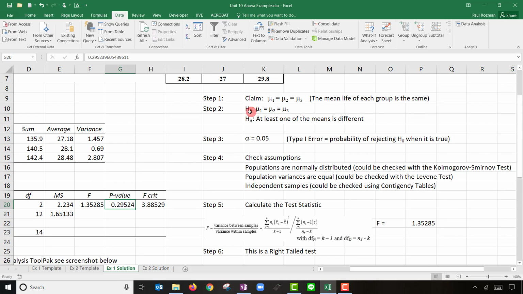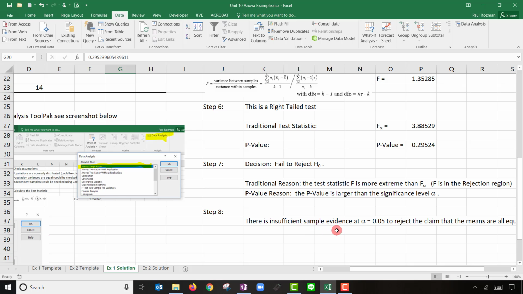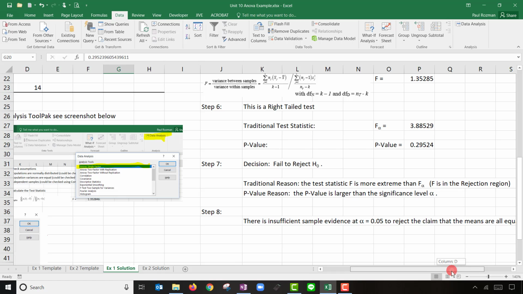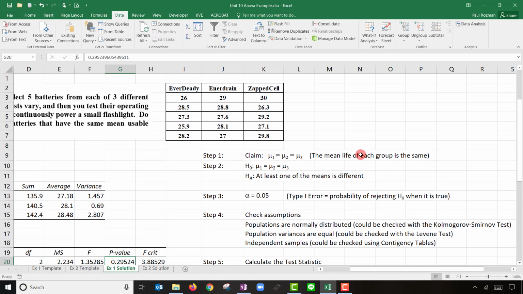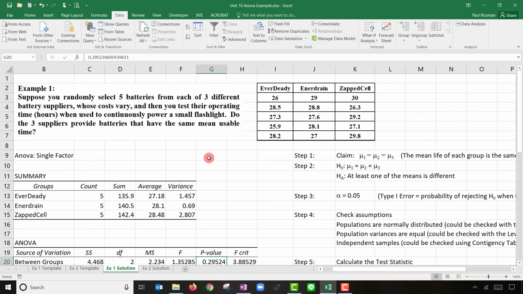So let's take a look at what the null hypothesis was. It's that they're all equal means, and we're not rejecting that. And we decided that that was our claim because it wasn't very clear from the question. So we're not rejecting that they're all equal. There's insufficient sample evidence to reject the claim that the means are all the same. And that's it. We're saying that basically each brand is just as good as the other brand in terms of mean life when put in a little flashlight anyway.